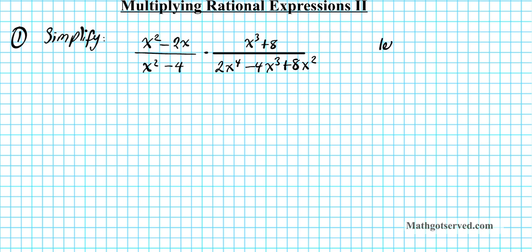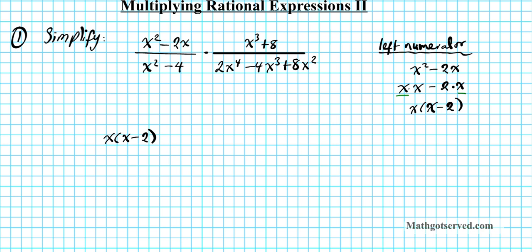So I'm going to start with the left numerator. For that one, we have x squared minus 2x. Let's decompose it to see if we can factor out the GCF. So we have x times x minus 2 times x. What you notice here is that x is common in both terms, so we can factor that out. So we're left with x times x minus 2. So the factored form of the left numerator is x times x minus 2.